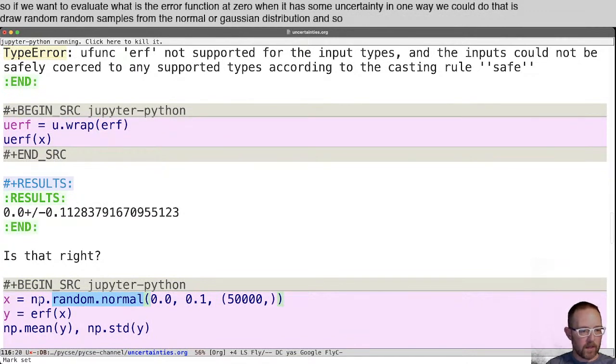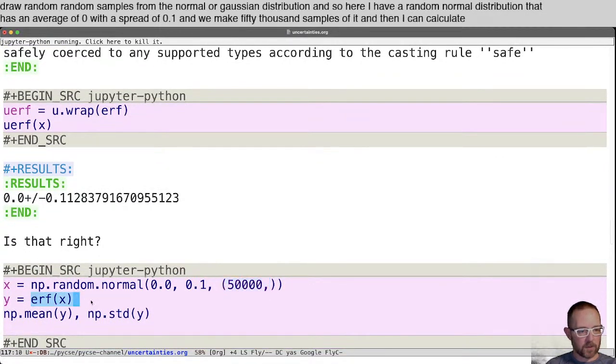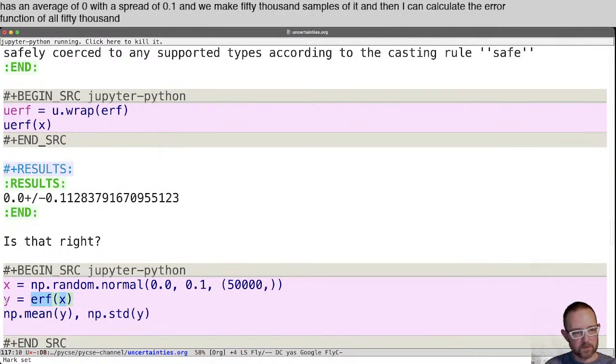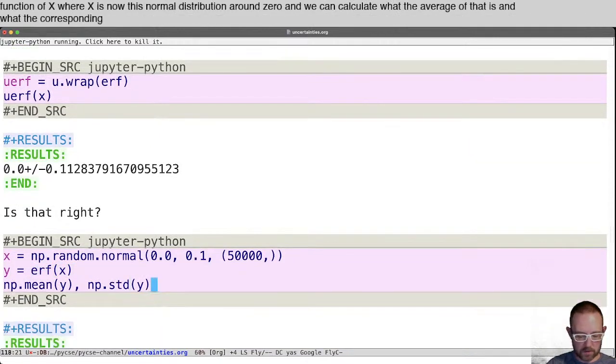So here I have a random normal distribution that has an average of 0 with a spread of 0.1, and we make 50,000 samples of it. And then I can calculate the error function of all 50,000 samples. So now y is an array of 50,000 entries evaluated on the error function of x, where x is now this normal distribution around 0. And we can calculate what the average of that is and what the corresponding standard deviation is.